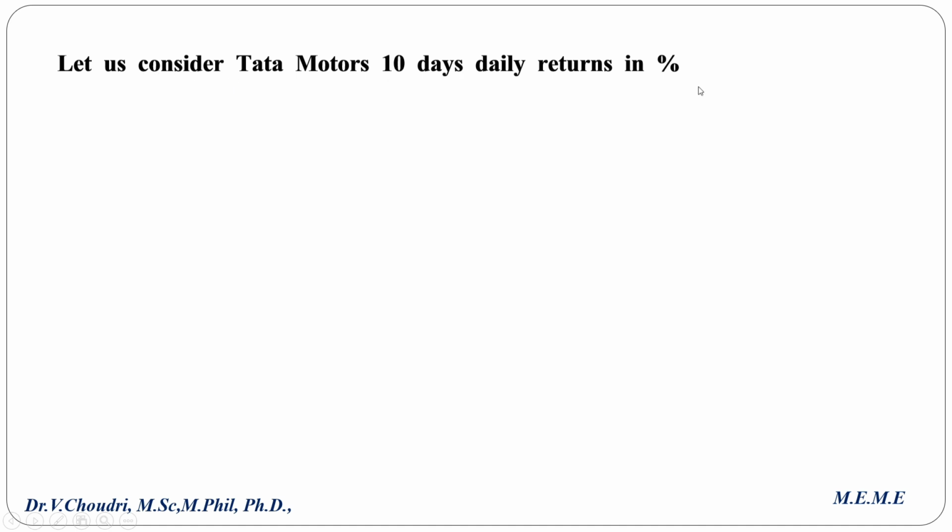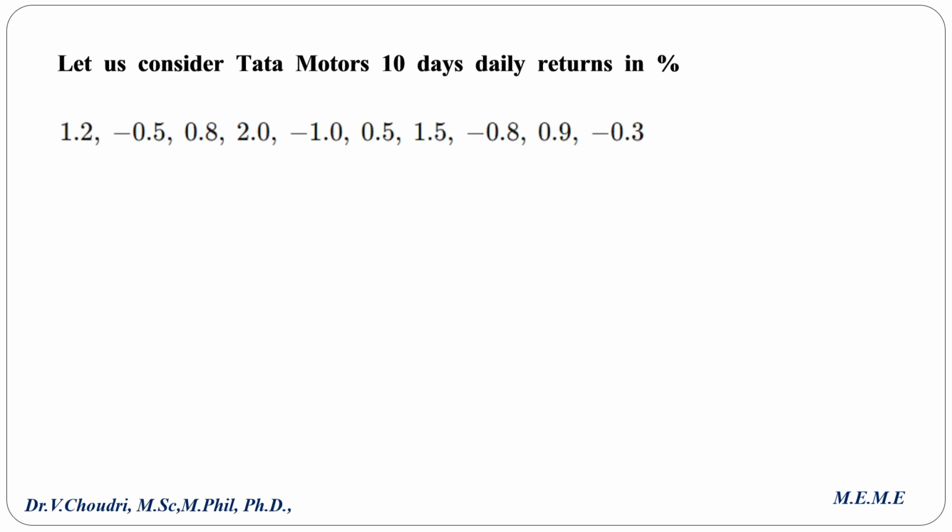I am watching the Tata Motors level, and I collected the daily returns in percentage. For example, 1.2, minus 0.5, 0.2, 2.0, 2.0, minus 1.0. All positives are gains, all negatives are losses. So totally I have collected 10 days. Now I am going to take the decision on the 11th day based on these 10 data points.